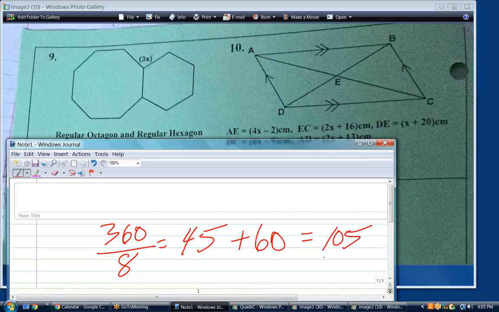So 105 divided by 3 then? Uh-huh. 35. So that's 35. X, correct.